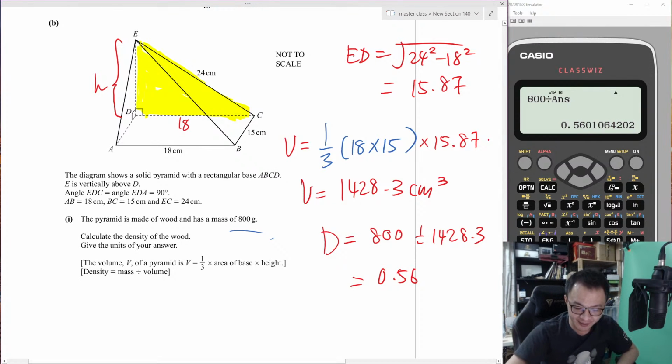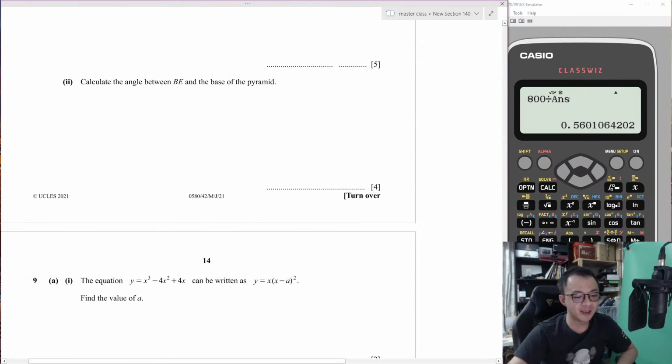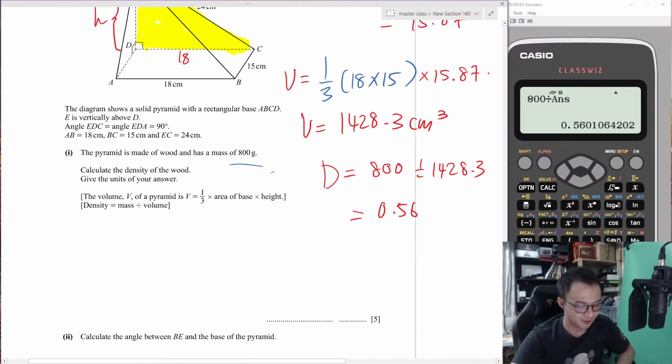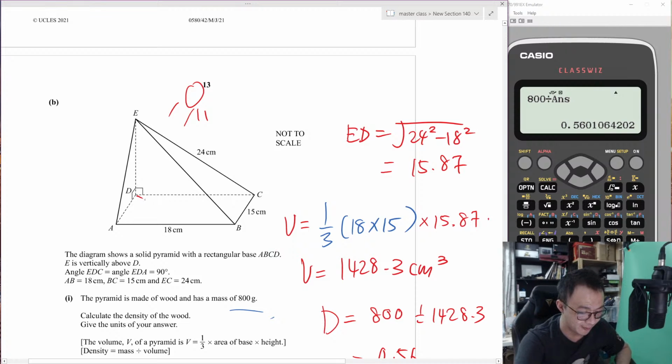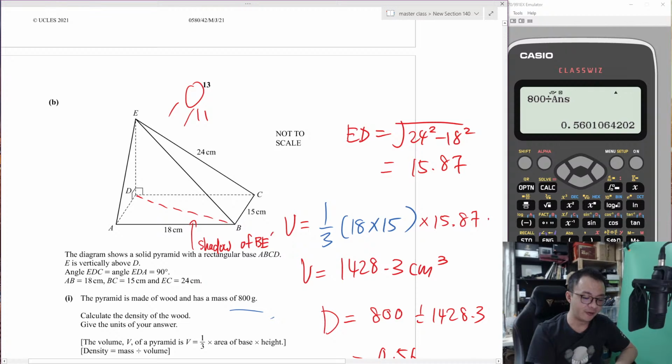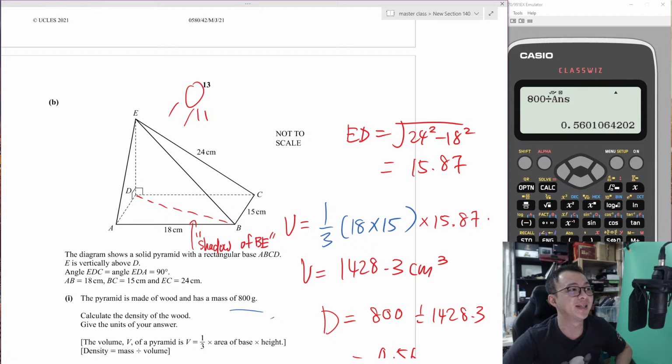Okay, so next one. Calculate the angle between BE and the base of the pyramid. So imagine B to E. If I put a spotlight on the top, you should be able to see a shadow of B to E on the base here. So the shadow should be somewhere here. This one will be the shadow of B. Of course, they have a professional name, orthogonal projection. So basically it has the same meaning as the shadow here.